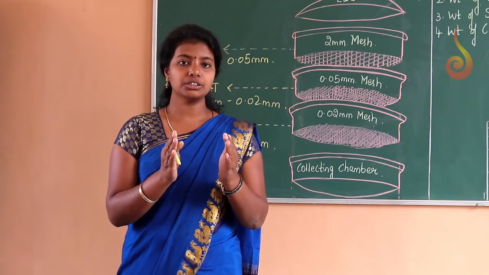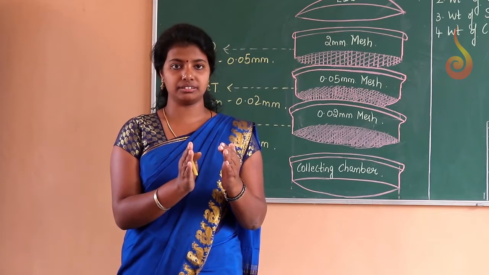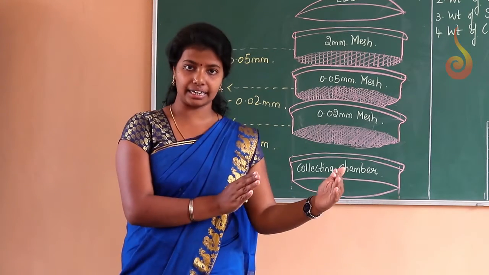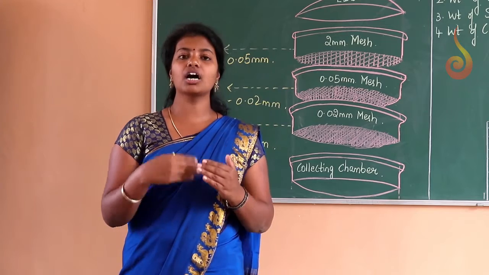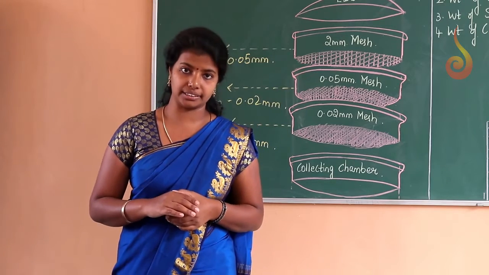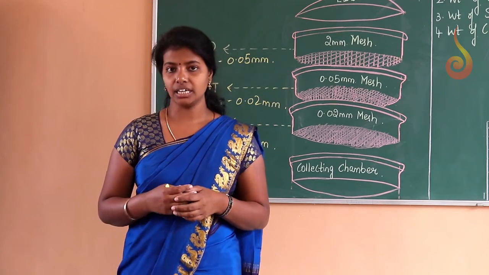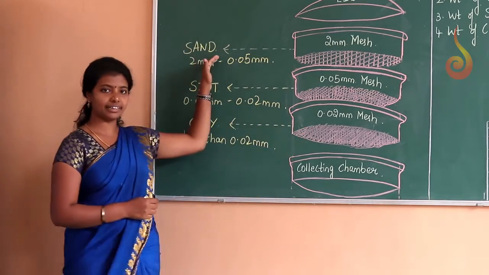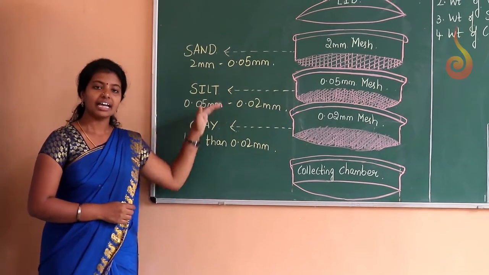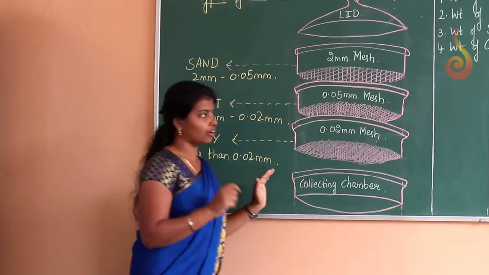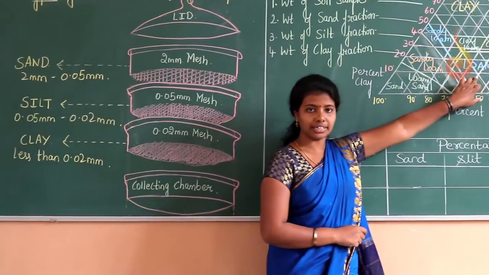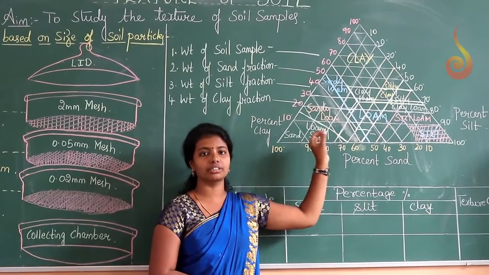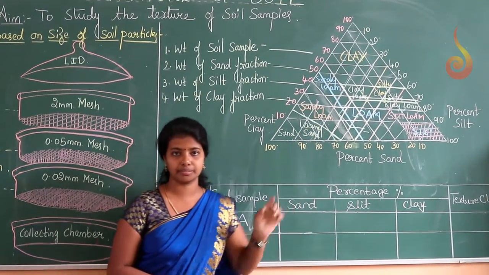So almost equal proportions of sand, silt and clay in a soil will allow better growth of the plants. And when there are almost equal proportions of sand, silt and clay, that type of soil is called loam soil. The loam soil is very good soil for the growth of plants.